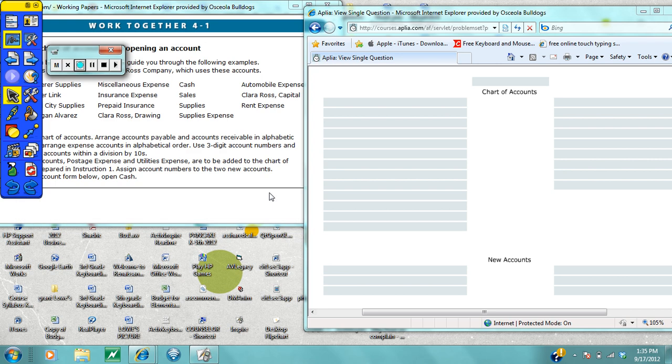Welcome to Chapter 4-1, Work Together. In this assignment, you are creating a chart of accounts. You are organizing those account titles, and you number your accounts correctly. You number them with the division of 10. So if you're using 100, your cash account would be 110.